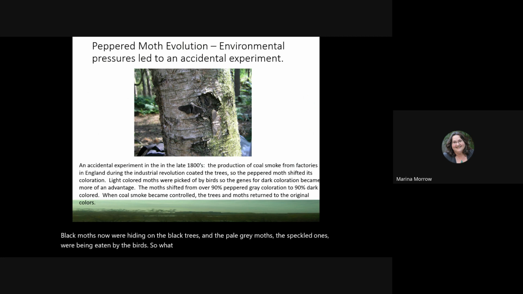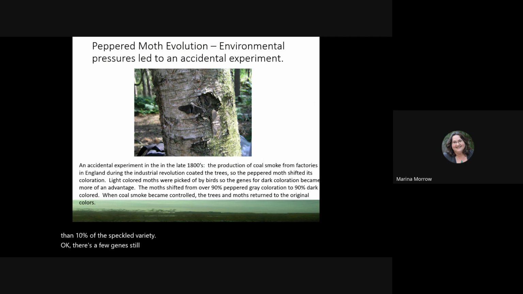Well, the genes for blackness now enabled the moths that were black to survive for longer. They were the ones that were able to reproduce. So their genes took over, and soon it was more than 90% black moths and less than 10% of the speckled variety. Okay, but a few genes still survived.